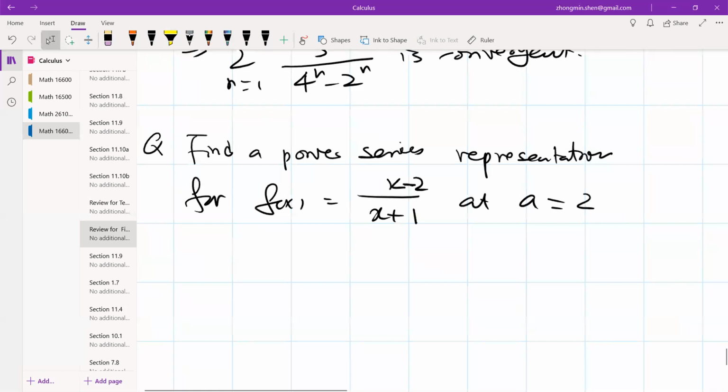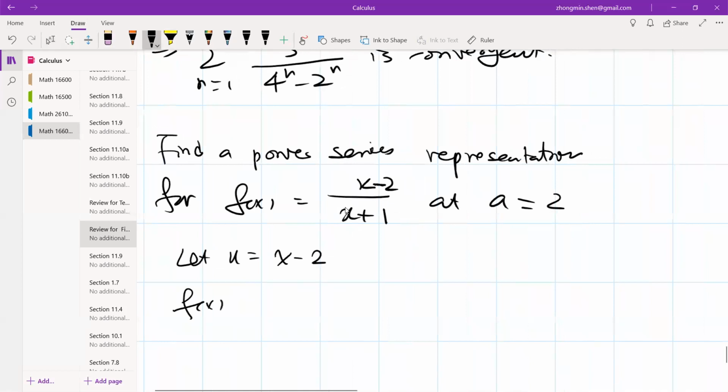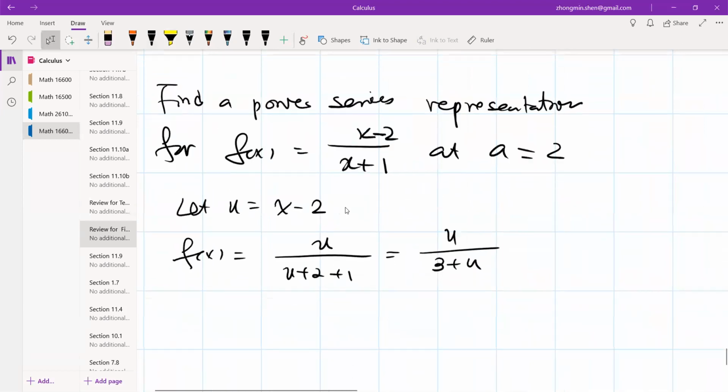Let me work out this problem. So step one, you let u be x minus 2, and you're going to expand that. So the function is going to be u in the numerator. x is going to be u plus 2, then plus 1, so it's going to be 3 plus u. But since the numerator is u, you can keep it aside. So you get u times, take 3 out.